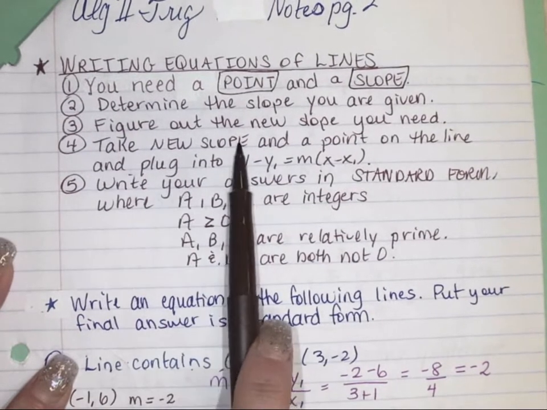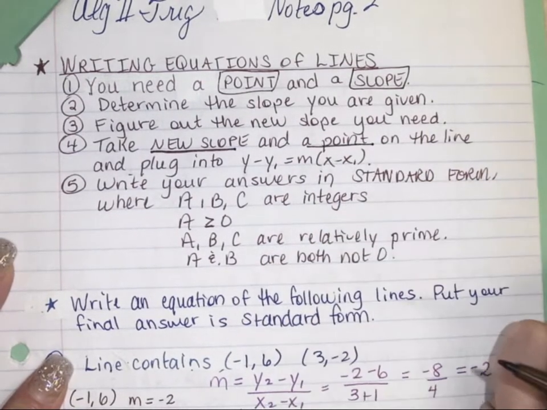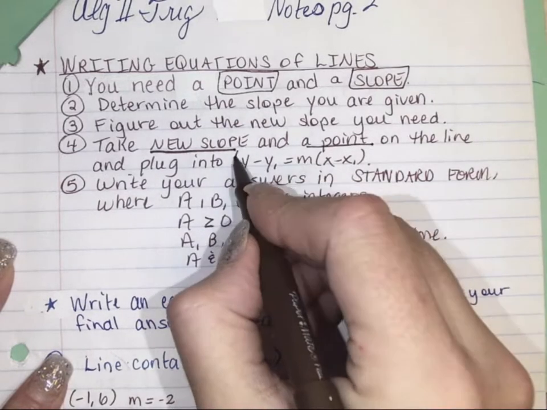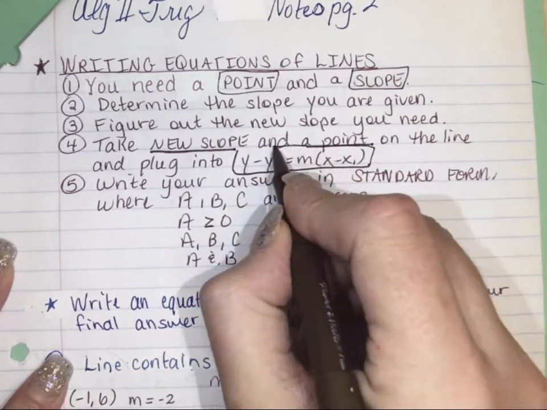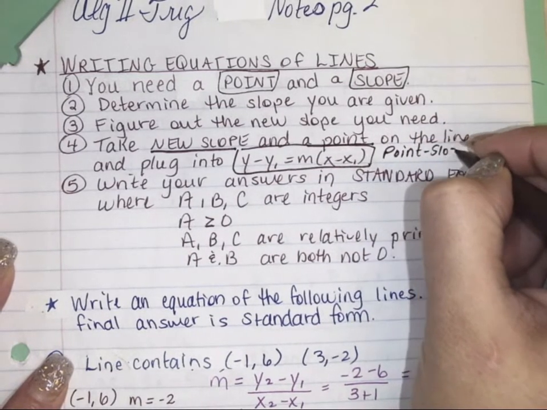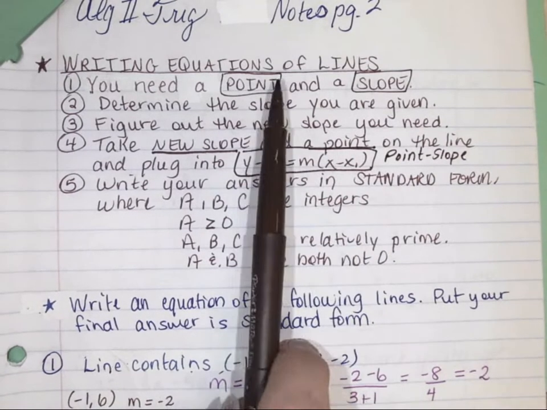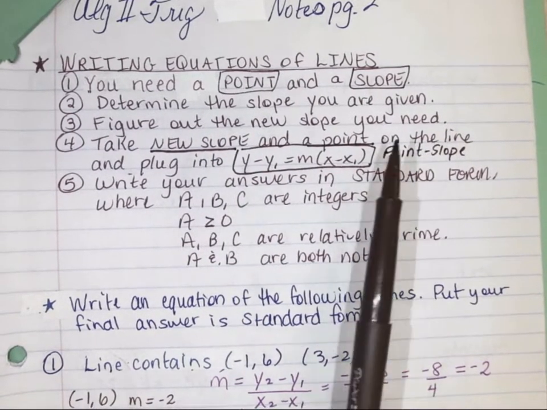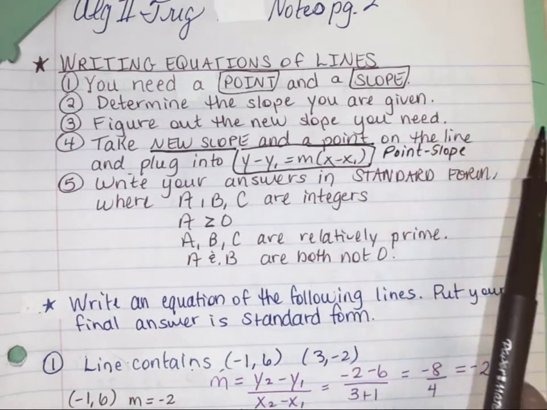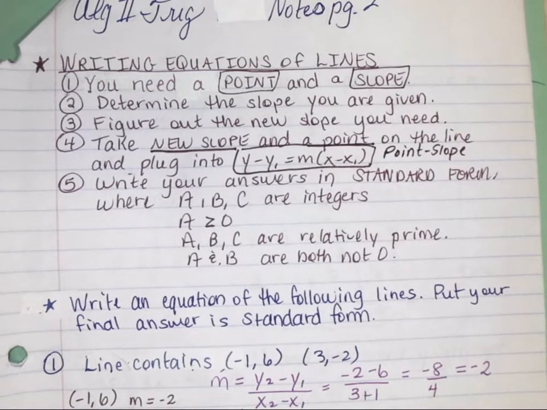You take your new slope and your ordered pair that's on your line and you plug in to this formula. Recall that this is point slope. So once again, find a point on the line that you're trying to write the equation for, find its slope, plug in, and pay attention to your direction.